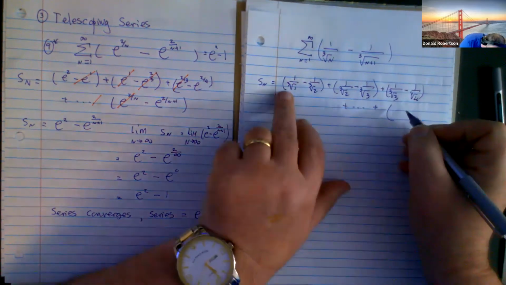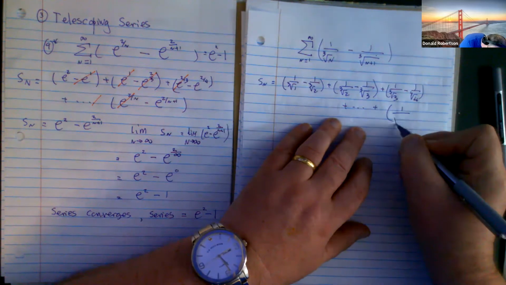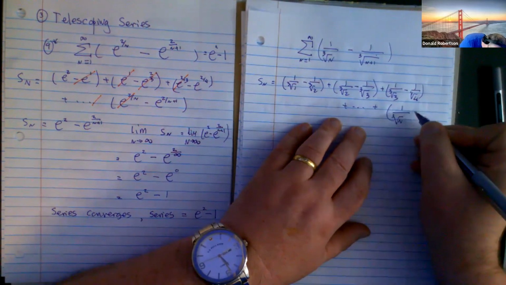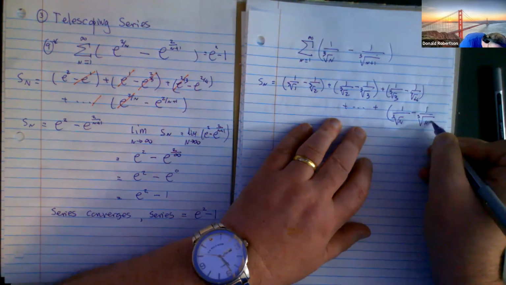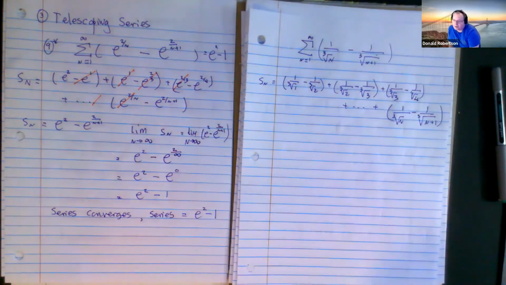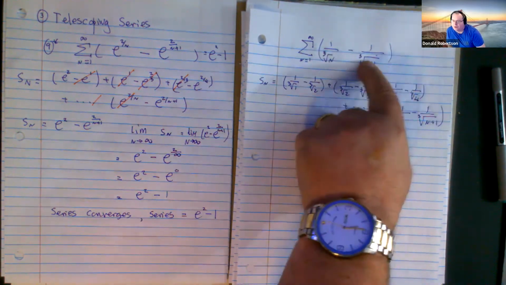And if we stopped at the nth term, which is this guy here, you'd stop at 1 over cube root of n, take away 1 over cube root of n plus 1. Are you comfortable about the setup? I'm writing down the first 3 numbers and then just say dot, dot, dot and finish on the nth number. And the nth number is this fella.